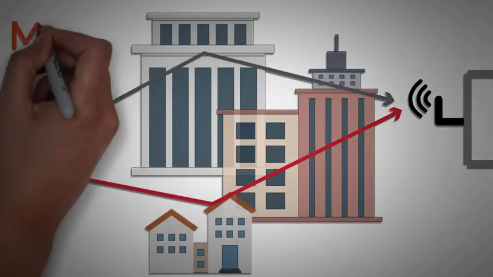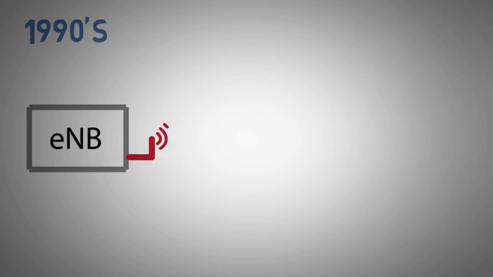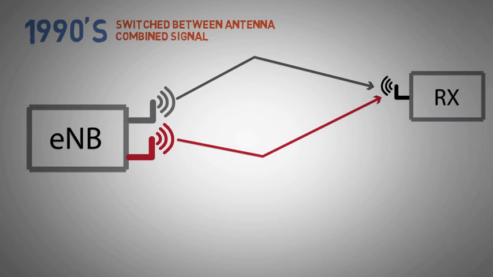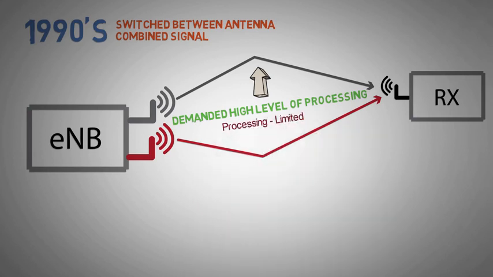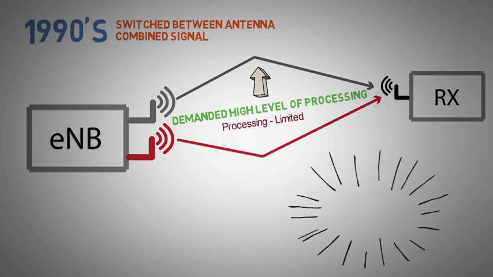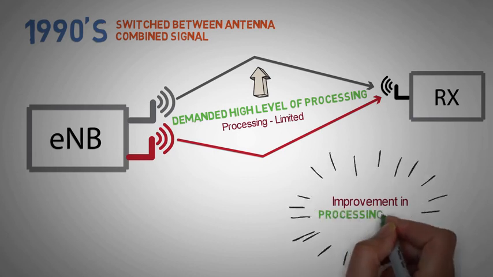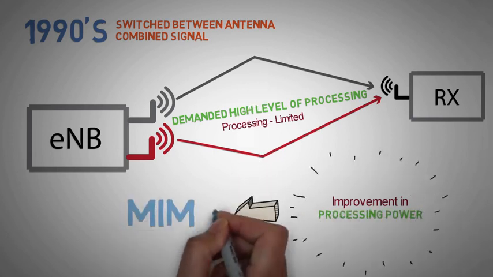This concept is used in MIMO. Up until the 1990s, space diversity was used in systems that switched between two antennas, or combined the signals to provide the best signal. Such systems demanded a high level of processing, but the systems' processing power was limited. However, with the improvement of processing power, it was possible to implement MIMO.